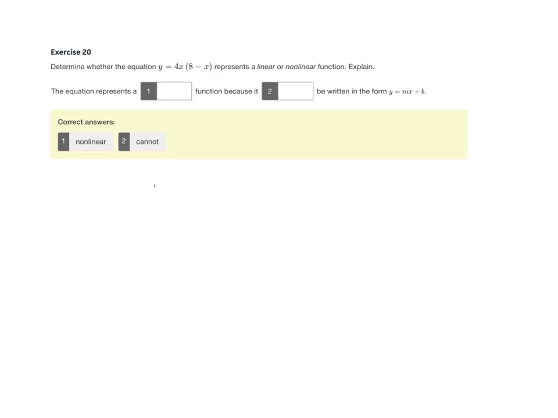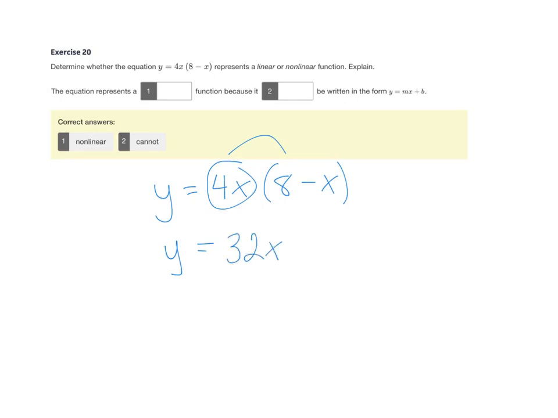Number 20, we've got y equals 4x times 8 minus x. And now let's say that we did the distributive property. That would give us y is equal to 4x times 8 would be 32x, and then this would be minus 4x times x would be 4x squared. So we should be able to identify this as something that we can't have, right? So that is when you have x squared. So this one is nonlinear and cannot be written in slope-intercept form.